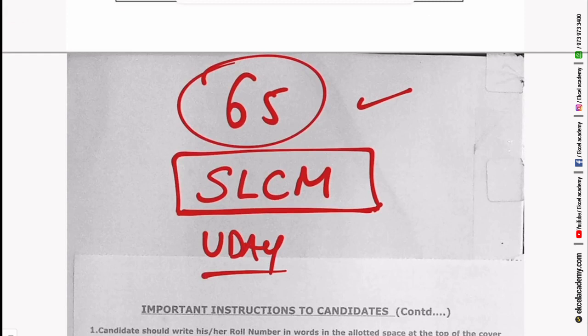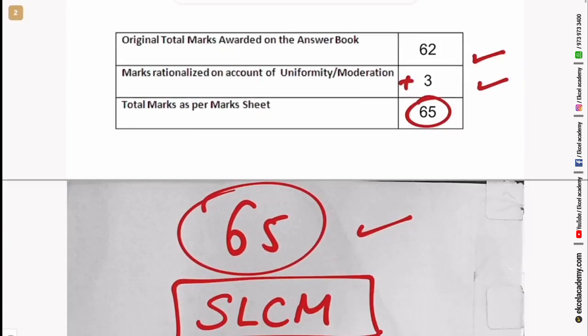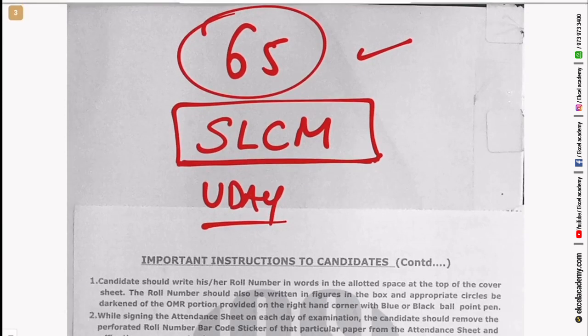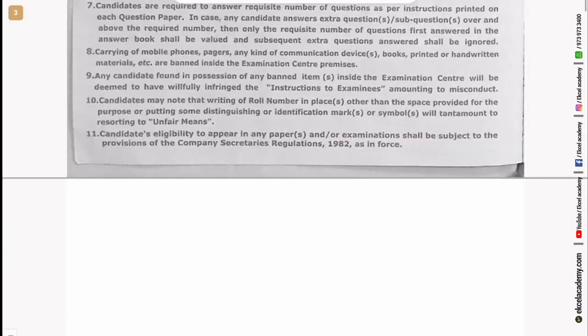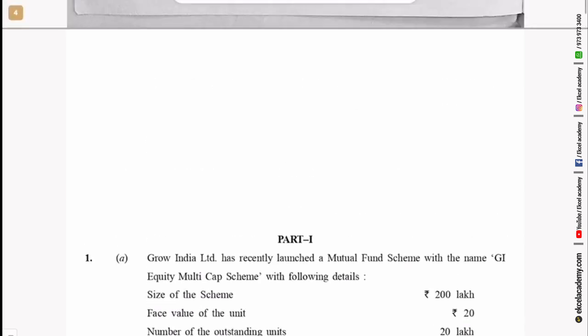So Uday Kiran is a student who has scored 65 marks in SLCM. As you can see, he has got 62 marks and they have added 3 marks for rationalization and the total is 65 marks. So rationalization is based on the average of the marks which is scored by students when the correction is done for all the papers. So the average is more, so he has got extra 3 marks. So this is possible. So don't worry about corrections.